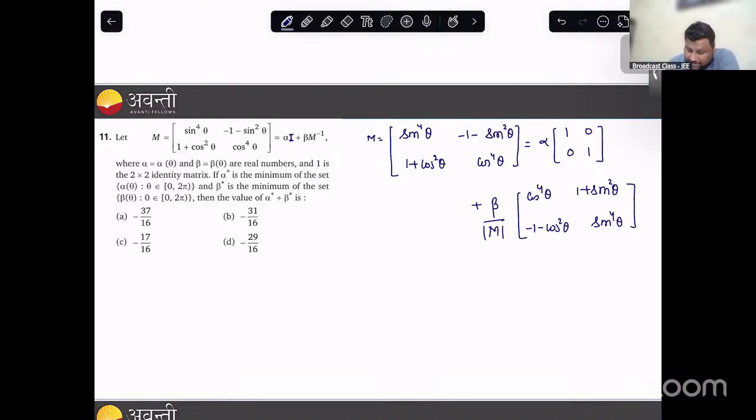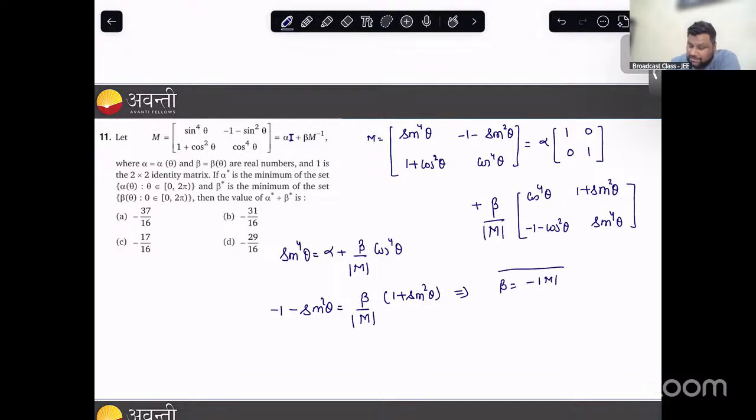So if I compare one equation I got, sin to the power 4 theta is alpha plus beta upon determinant of M times cos to the power 4 theta. All right. Another equation that I got, minus 1 minus sin square theta is beta upon determinant of M into 1 plus sin square theta. So if I cancel 1 plus sin square theta, beta is minus determinant of M.